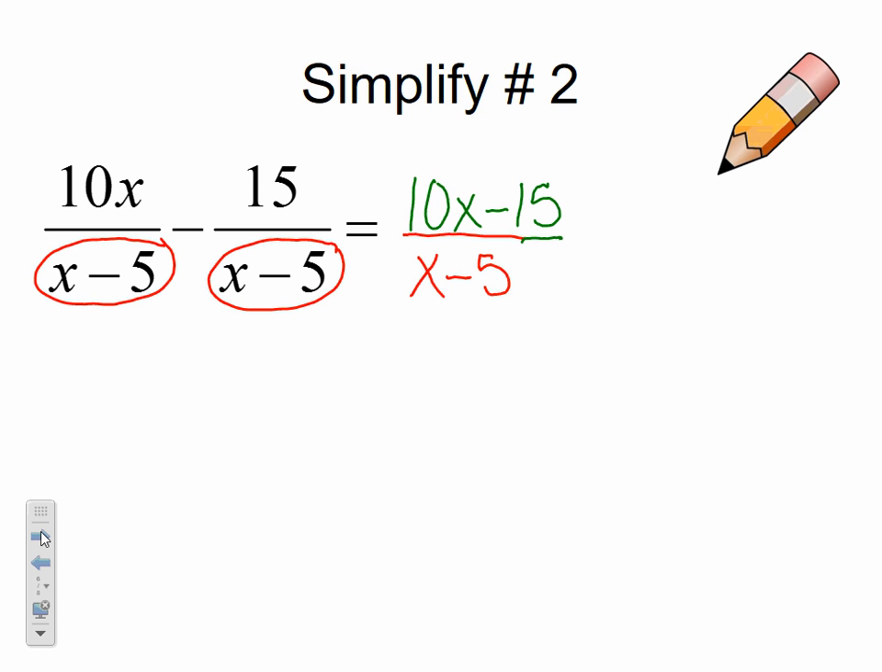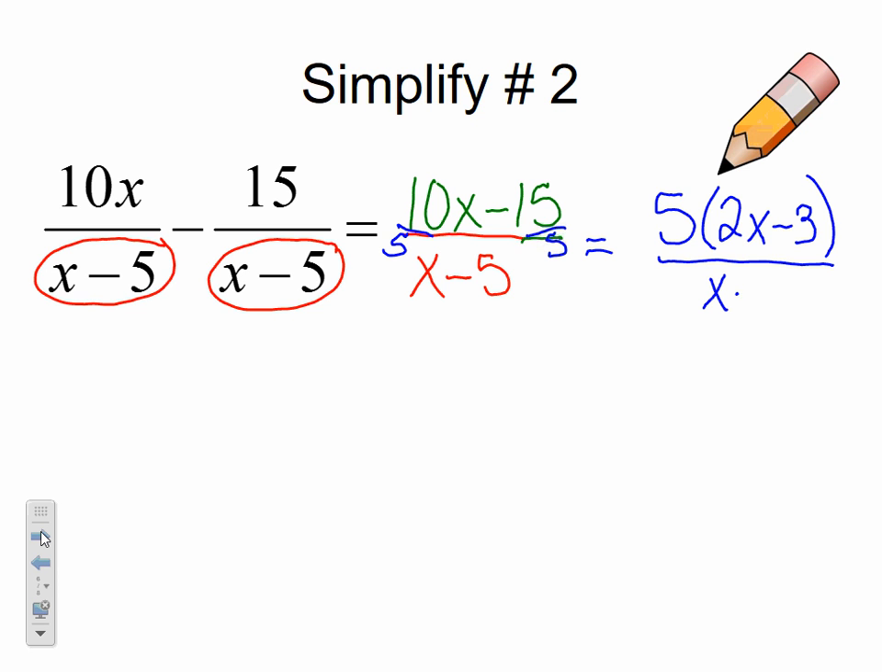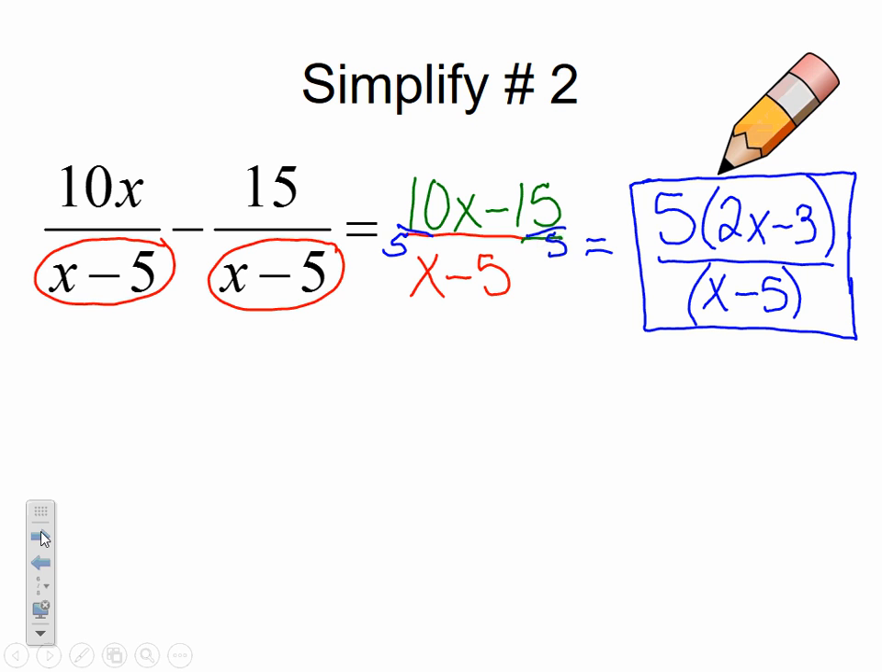Now we have to get down to making sure that things are simplified. So whenever we get to this point, we have to see if we can factor anything. If we look at our numerator, I can take 5 out of both of these. So when I rewrite this, I'm going to have 5, and I'll be left with 2x minus 3 over x minus 5. Now, I don't have anything I can cancel here, but we always have to make sure we factor to see if there's anything that can be canceled. So this is my final answer in this case because I don't have anything that cancels.